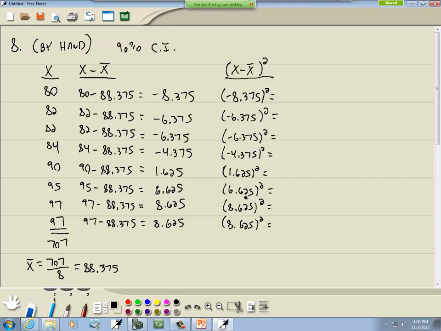8.375. Who really wants you to in real life? 70.140625. Worst thing you can do is round too early in a problem. 6.375 squared. 40.640625. And this is 40.640625. 4.375 squared, and we get 19.140625.